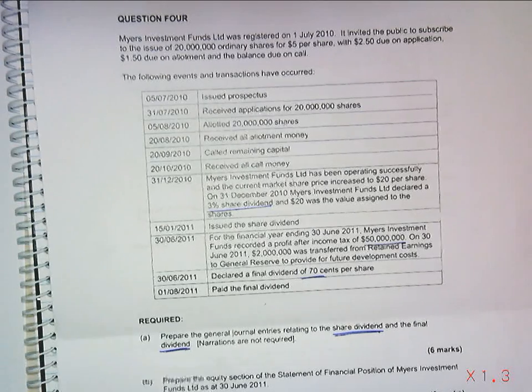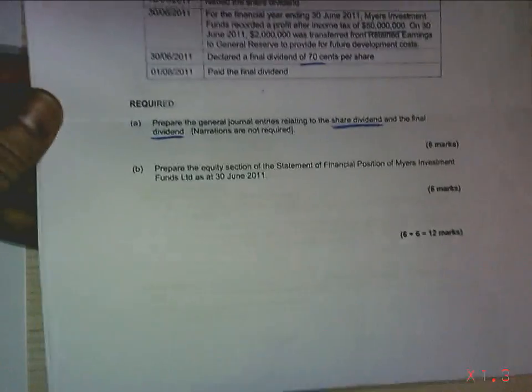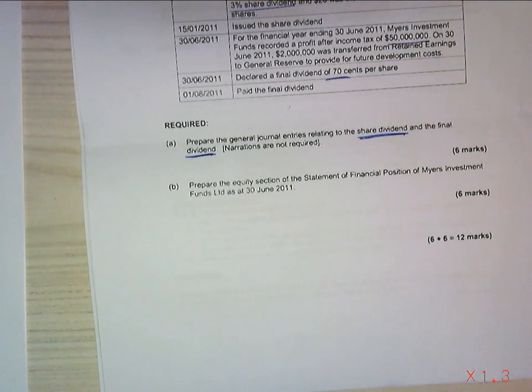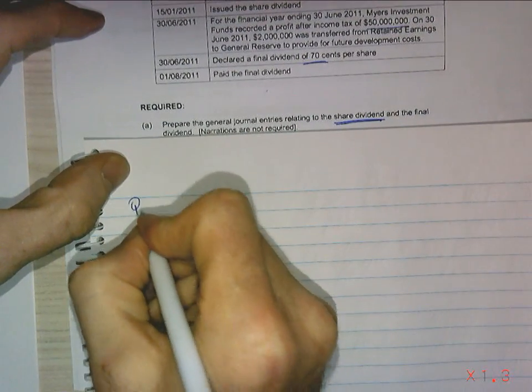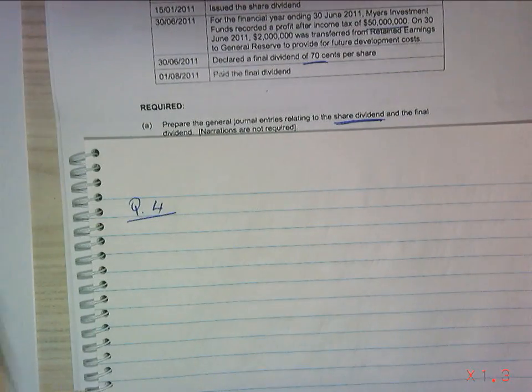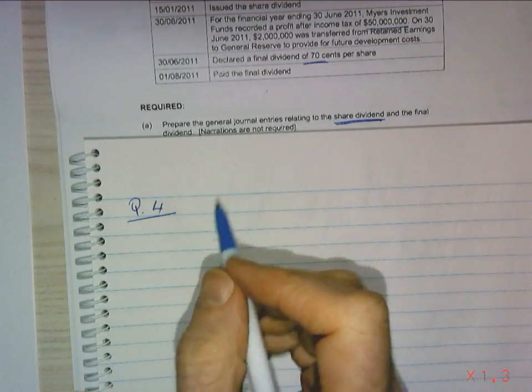Okay, let's do it. Okay. Let me get my book together. So we're doing question 4. Always start your questions on a new page in the exam. Don't make the marker work halfway down a page, or go find your question. Alright, so what am I doing?